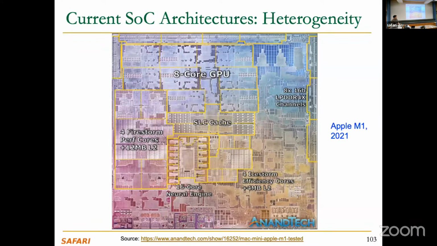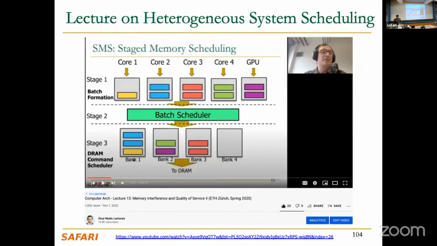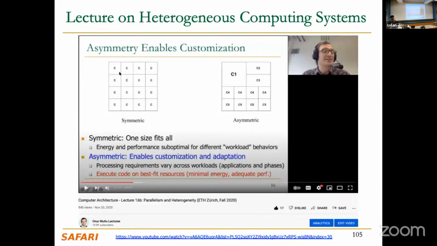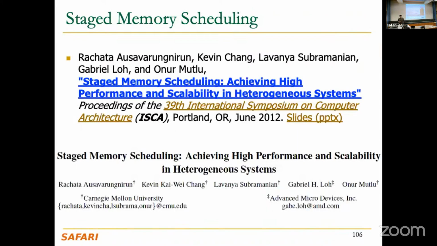In an Apple M1 CPU, this laptop CPU, we have small and large cores. We have neural engines, machine learning accelerators, GPUs, and many other components that are not visible here. There are, again, more detailed lectures on heterogeneous system scheduling by Professor Mutlu, and more details about heterogeneous computing systems themselves, not just scheduling for them, in this link.